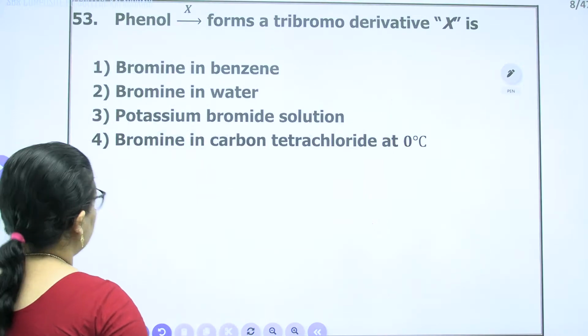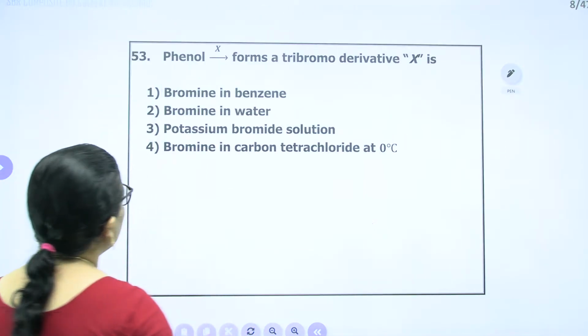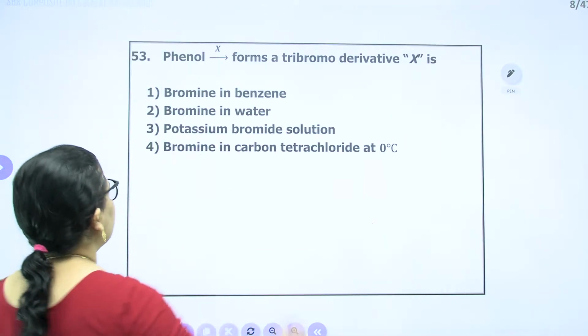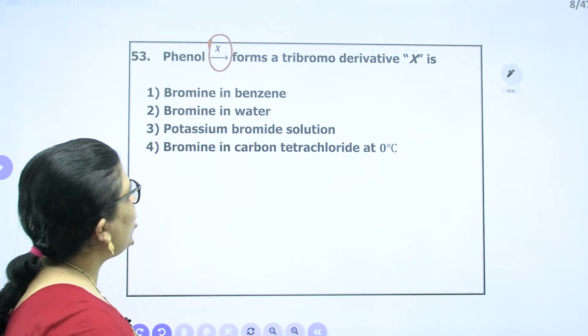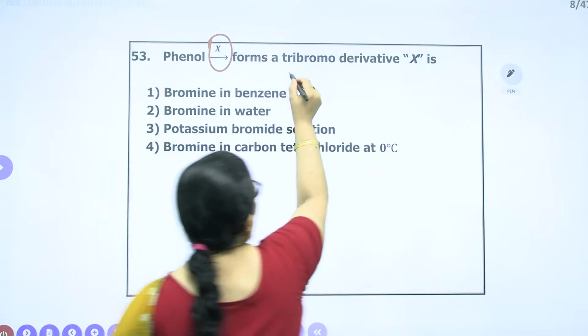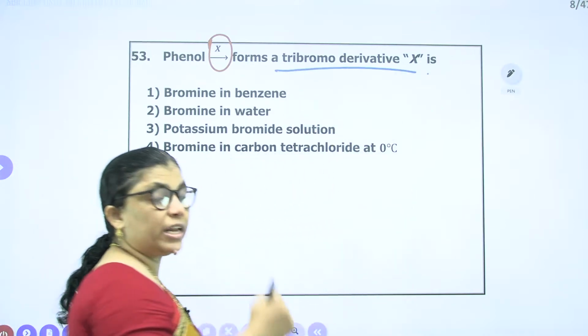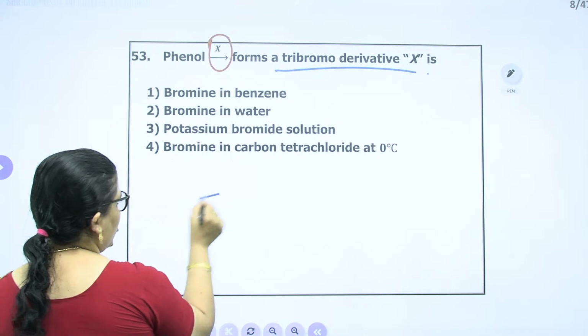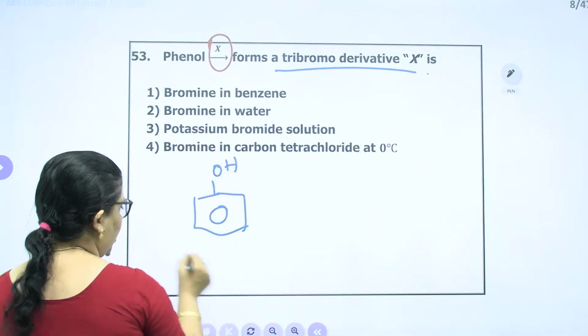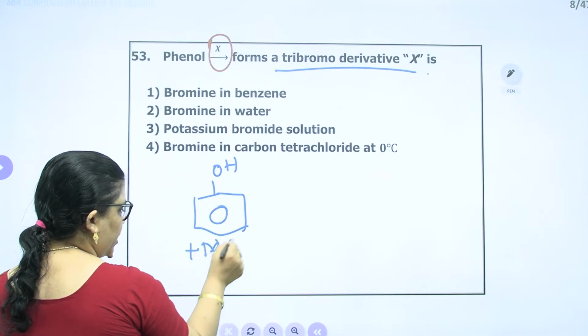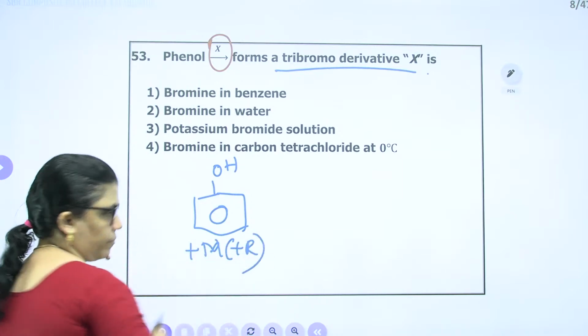Next, 53. In the case of question number 53, phenol X. They have mentioned X over here; you have to identify X. Phenol with X forms a tribromo derivative. Phenol, C6H5OH, shows positive mesomeric effect or positive resonance effect.